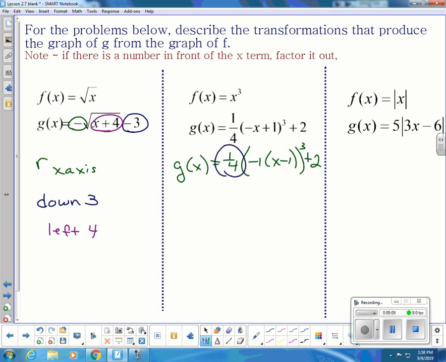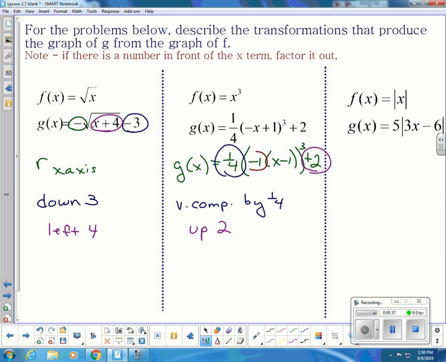What does the 1/4 do? So it's outside, right? So it's exactly what it says. It's vertical compression by 1/4. The other outside guy is +2, so it's going to go up 2. Those are my vertical things. Everything else we're going to talk about is opposite of what it would think.